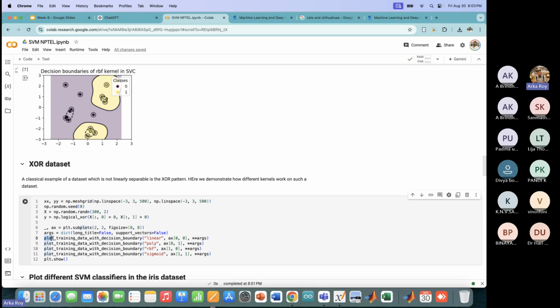plotting the training data with decision boundary for linear kernel, polynomial kernel, radial basis function kernel, and sigmoid kernel. And we'll see whether these particular SVM functions are able to classify this XOR dataset well or not. So let us just try to see the visualization.